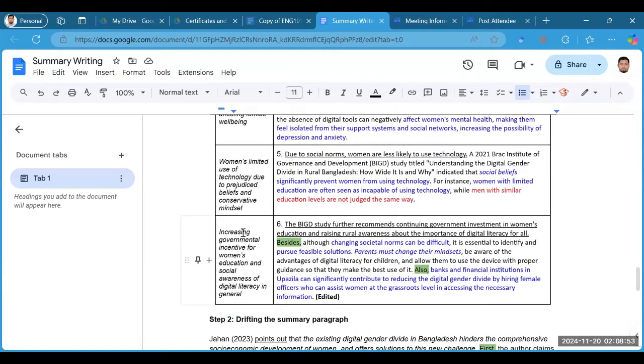And the last paragraph's main idea is where the writer is suggesting, referring to a research organization, increasing governmental incentive. Incentive means some kind of investment for women's education and social awareness raising. And what is it about? It is actually digital literacy, social awareness about digital literacy in general, I mean, for both men and women. All right. So this is how the writer actually ends the essay.